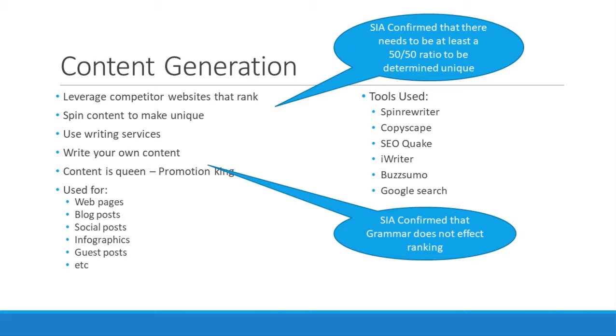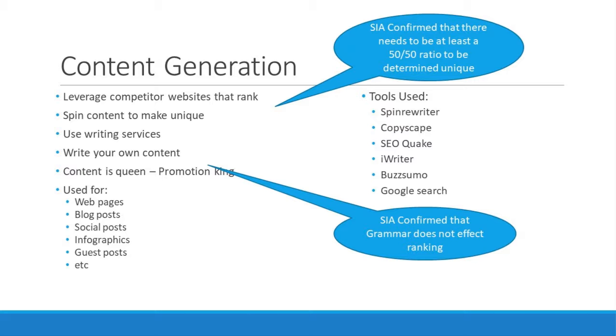Now you use content for a lot of different things. Your web pages, blog posts, social posts, infographics, guest posts, plus a number of other areas. Remember though that in this video we're going to discuss how to get that content. We're not going to talk about how to completely optimize that content for each one of those, but I'm going to run you through a couple of different ways that I get it. And the tools that we use for content is Spin Rewriter, Copyscape, SEO Quake, iWriter, BuzzSumo, and Google Search.